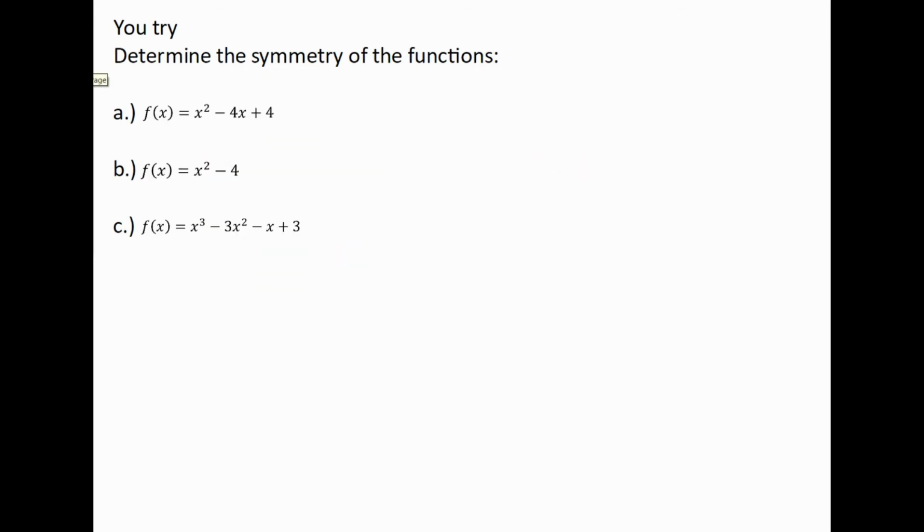All right, now we have these three. All you're going to do here is the exact same thing that we were doing. Testing for symmetry. Is it even, odd, or neither? Answers are coming in just a second.